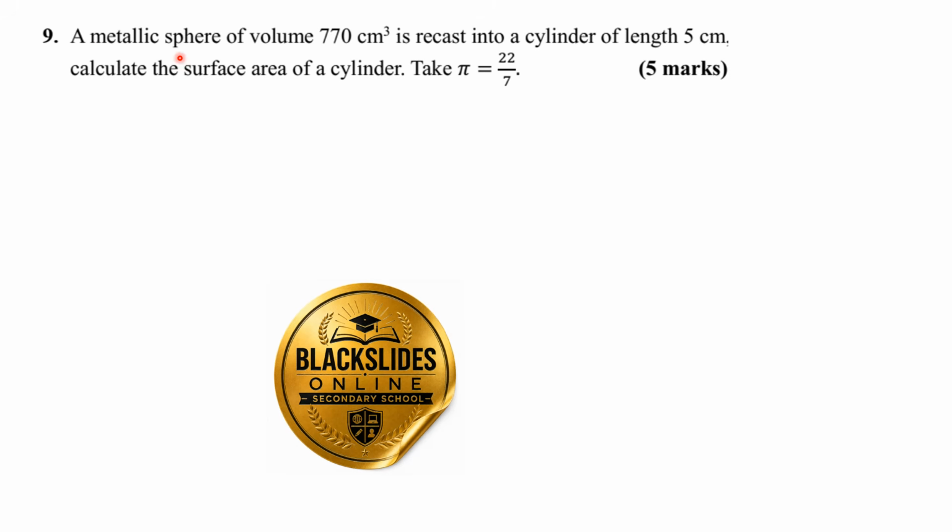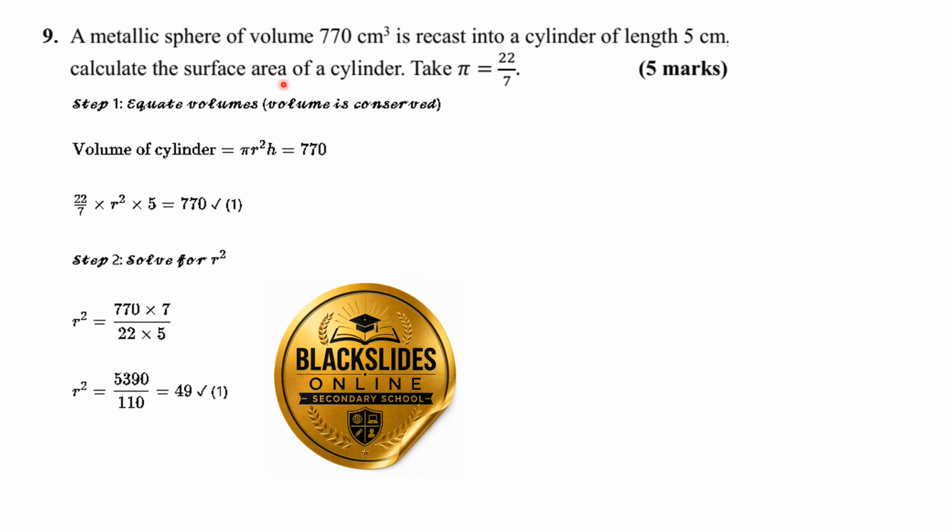A metallic sphere of volume 770 cubic centimeters is recast into a cylinder of 5 centimeters length. Calculate the surface area of the cylinder.